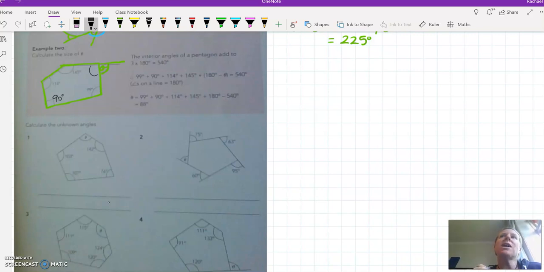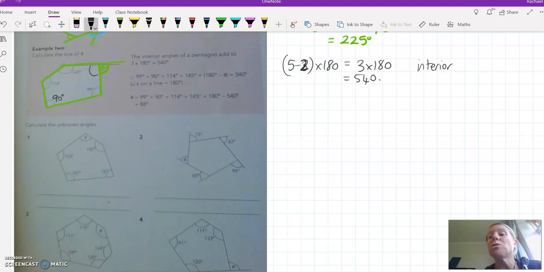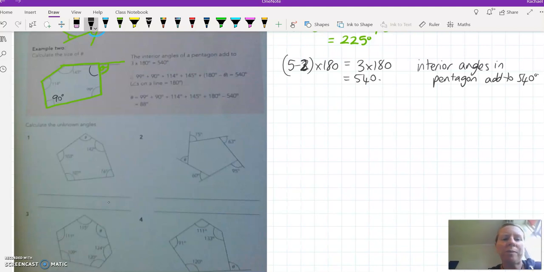We know that interior angles of a pentagon must be 5 minus 2 lots of 180. Sorry, that's meant to be a 2, isn't it? I was thinking of the answer, which is 3 lots of 180, which is 540. So all of those angles need to add up to 540 degrees. And again, like they've done in the book, you need to put your reasoning: interior angles in a pentagon add to 540. You must put those reasonings, and I know it's so annoying to have to do all this writing in a maths topic, but you do.